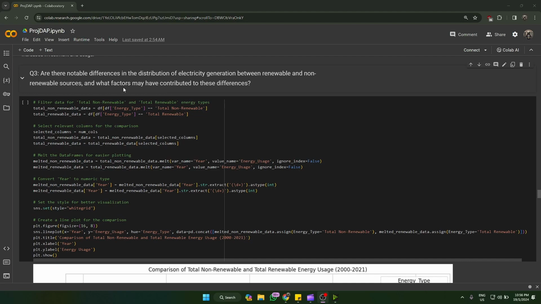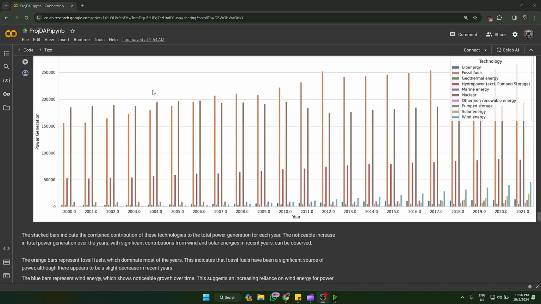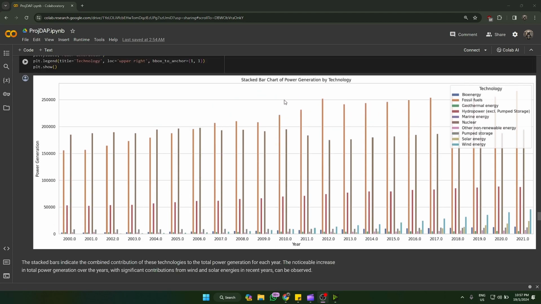So, to answer what factors may have contributed to these differences, as you can see in the bar chart of power generation by technology, from 2000 until 2021, we can see the orange bar and the brown bar, which are the fossil fuel and the nuclear. They are dominating the bar chart from 2000 until 2021. So, fossil fuels and nuclear are the main energy sources which contributed to the differences.